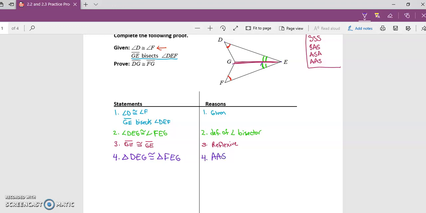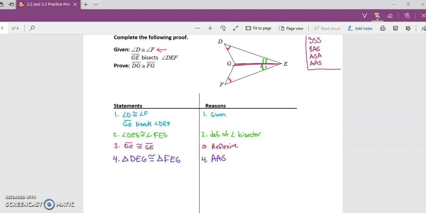But notice this is not the end of the proof, because that's not what they're asking us to prove. Okay? So far in my proof, I only have the things that are written. Anyway, what I know is that this triangle is congruent to this triangle.